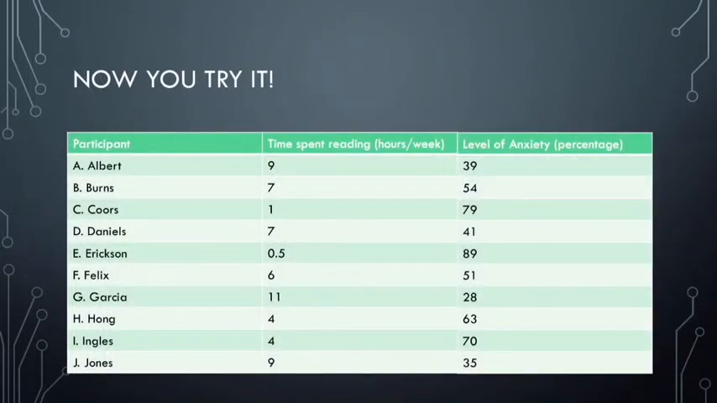Now that we've completed one together, why don't you try it yourself? Here's some data comparing the level of anxiety to time spent reading in hours per week. Complete the OLS formula and compare it to what I have posted below this video.